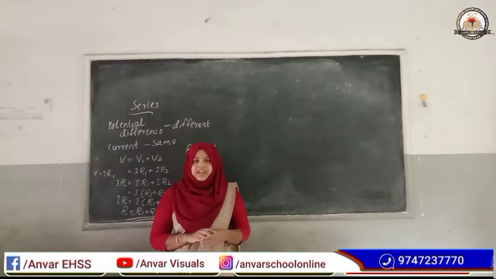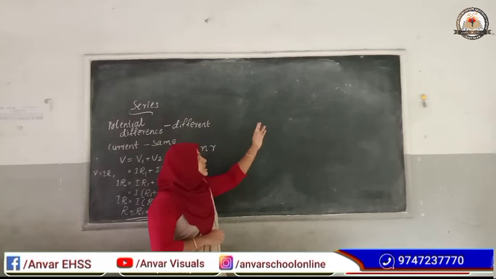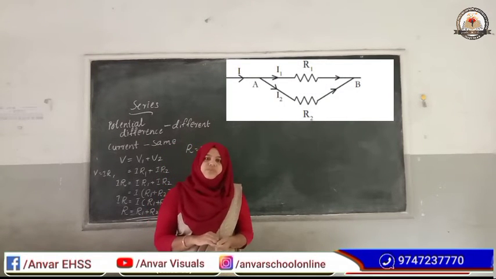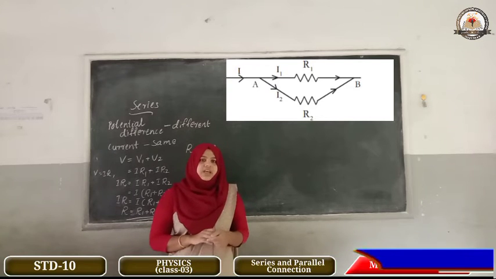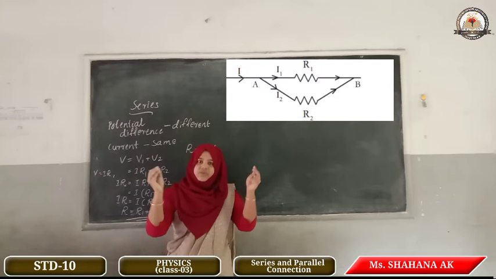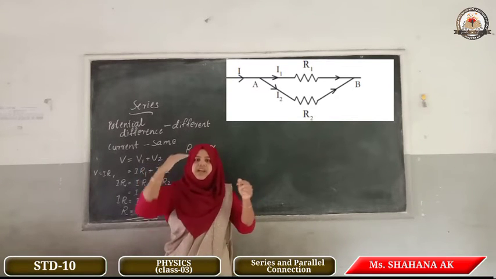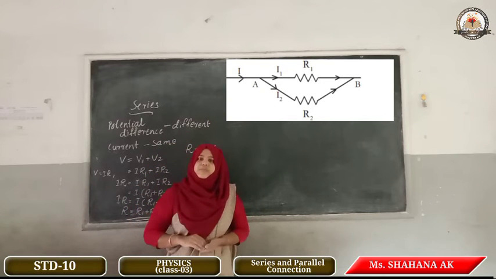Is it clear? Then we have to study about the parallel combination of resistors. All of you look at this picture. This shows the parallel combination of resistors in a circuit. There we are connecting the resistors between the same terminal points and we are connecting the resistors like different branches.